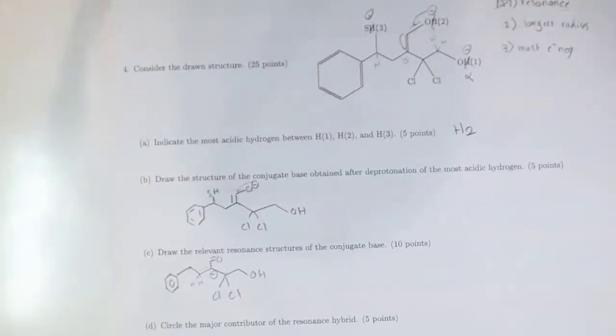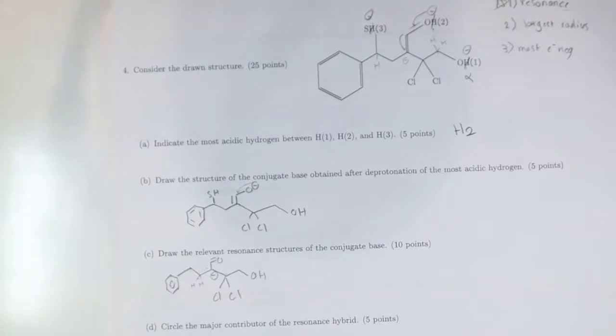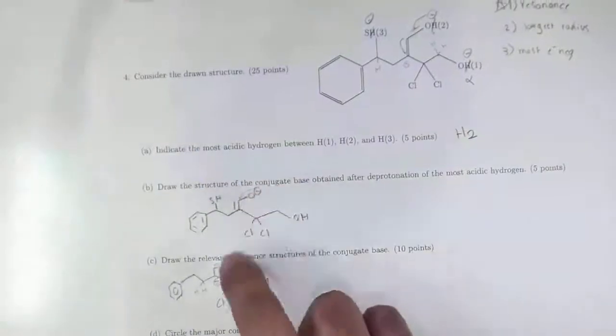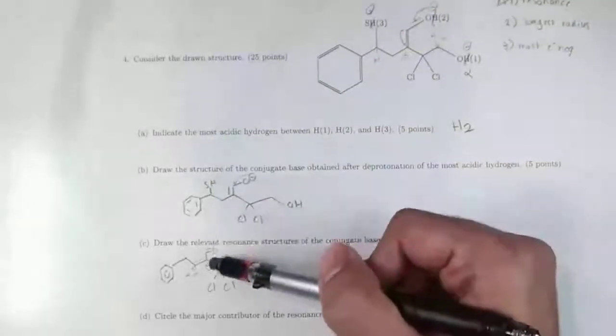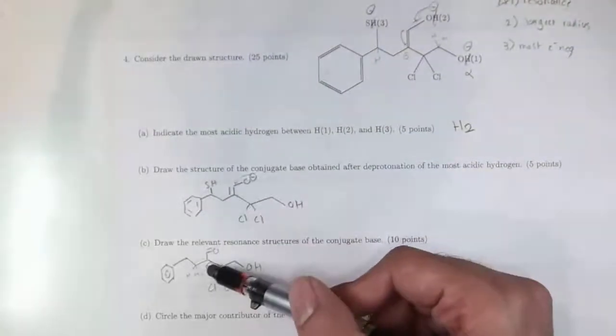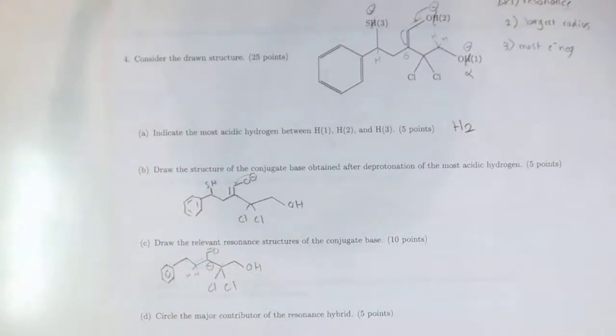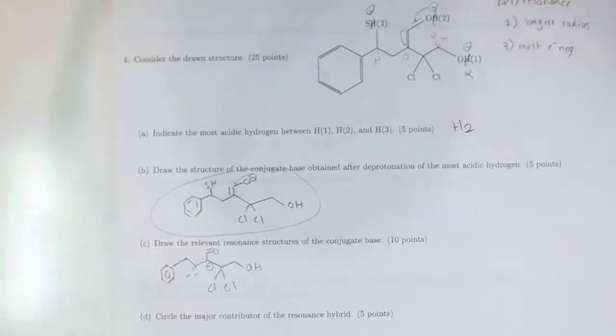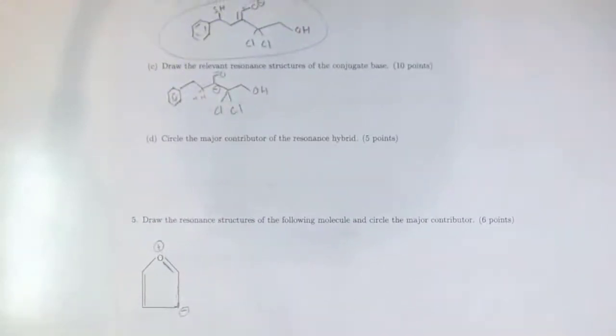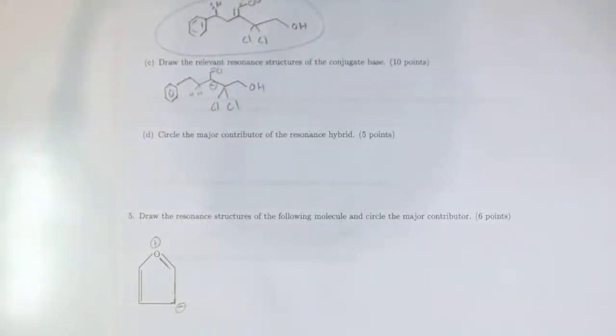Okay. So the next question is asking me to circle the major contributor of the resonance hybrid. So I have this guy, and I also have this guy. What is the difference between these two? If I ignore the rest of my chain and just look at this segment, you would see that my negative charge here is on oxygen versus my negative charge being on carbon. So in your opinion, which one can handle a negative charge better, carbon or oxygen? Oxygen, exactly, because oxygen is more electronegative. Therefore, this should be my major contributor. This one. Any questions on question 4? Go ahead.